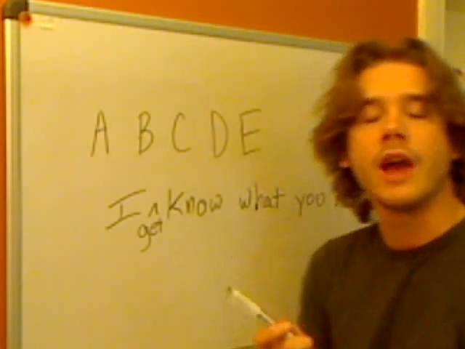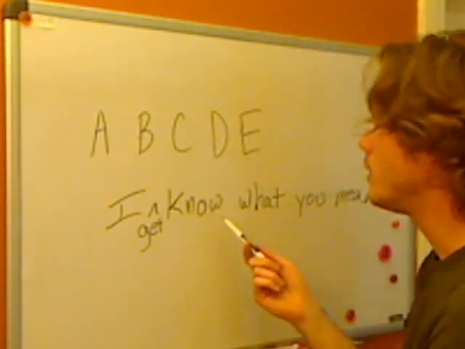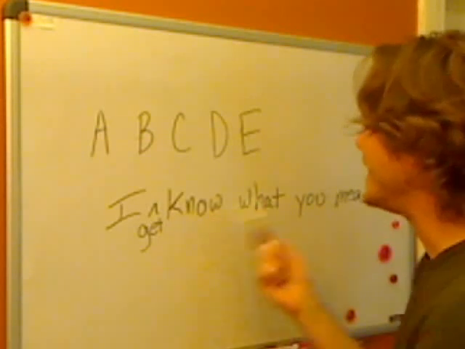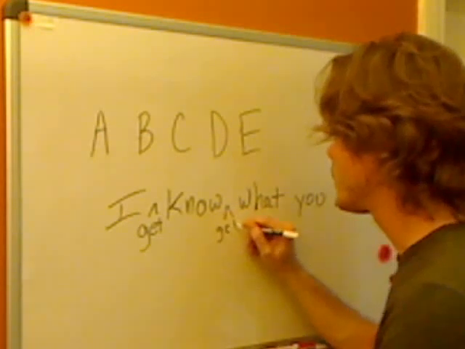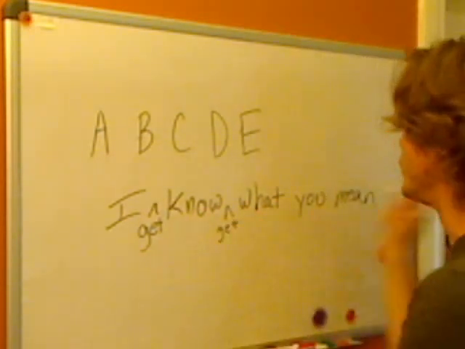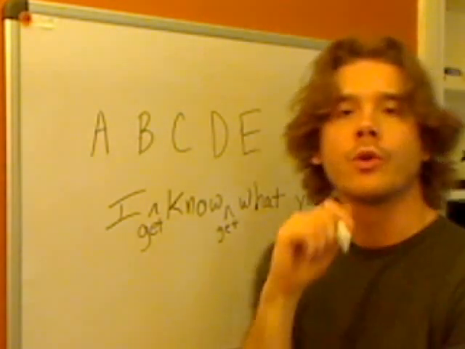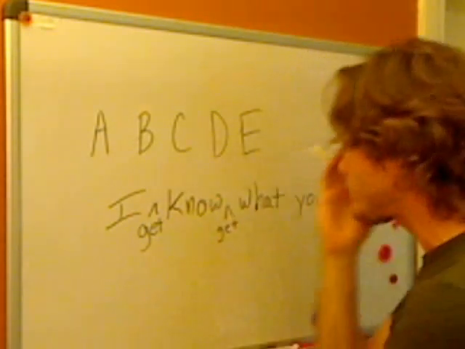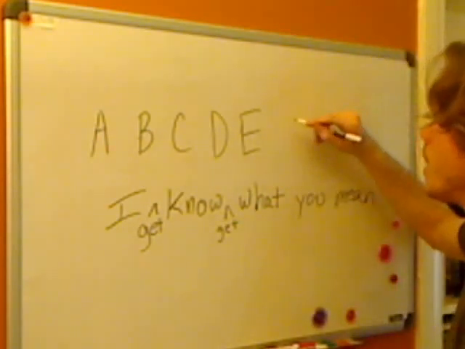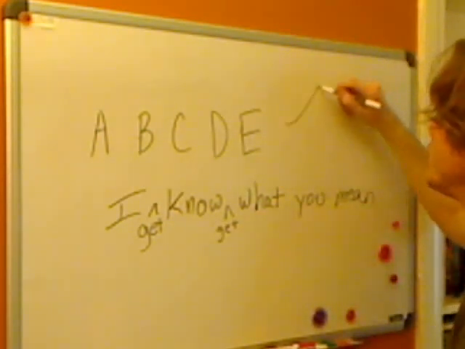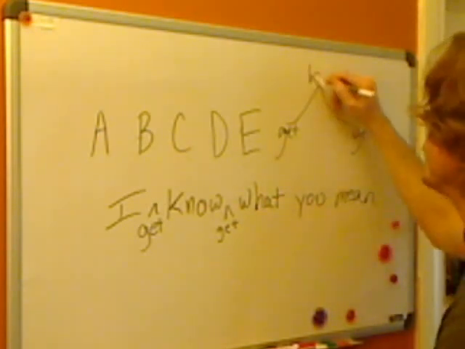This is how I work it. I would say, I get what you're saying. And then I would say, I know. I get. So it would actually read, I get what you mean. I know. I get. And saying get twice allows for a sort of pinnacle to the point of intention, get being the low point, and know being what was intended at the top.